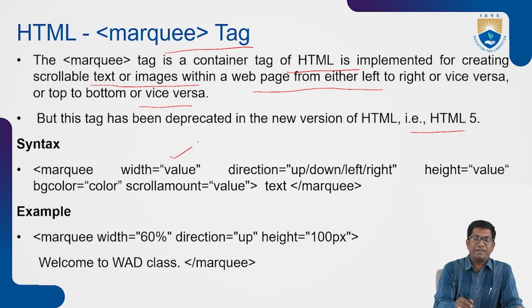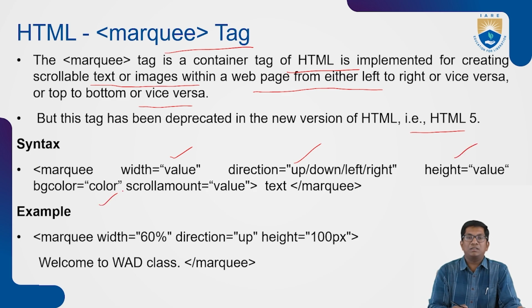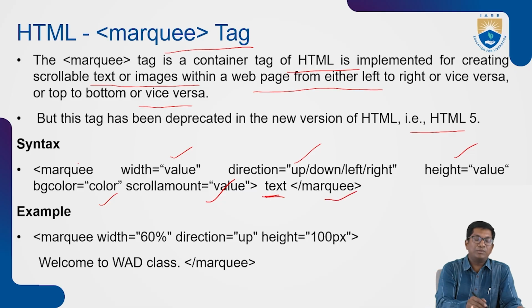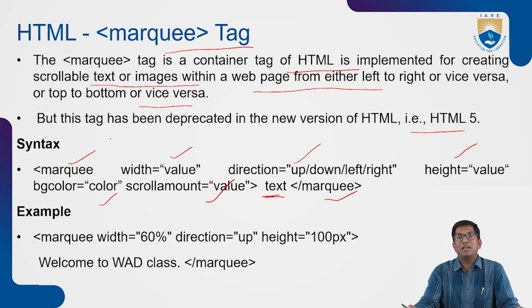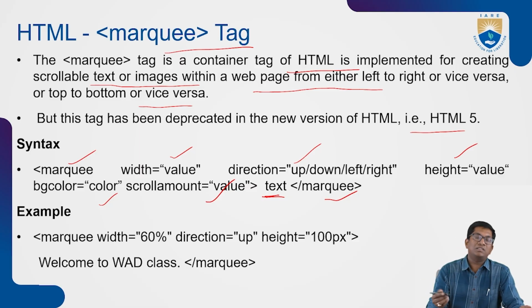It contains different attributes with name equal to value: direction, up, down, left, right, and height also we can specify. We can also add the background color of that container, and the scroll amount value, which sets how much speed to scroll that content from left to right. Whatever text is given between the marquee open tag and close tag will move from left to right by default. If we want, we can change the direction.